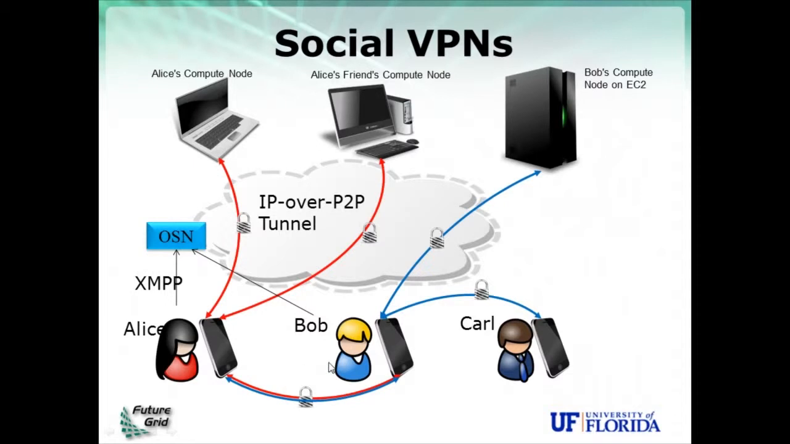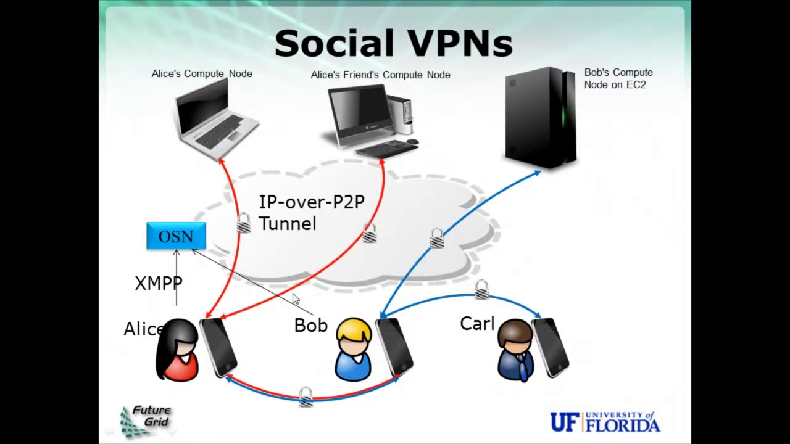So SocialVPN uses IPOP to create easy to configure virtual private networks between users who trust each other and who establish relationships through the social network provider. So here, Alice and Bob and Carl are using the OSN, the online social network provider, to discover each other, to exchange cryptographic information, the certificates that are used to establish VPNs. But then the VPNs themselves use IPOP to tunnel messages.